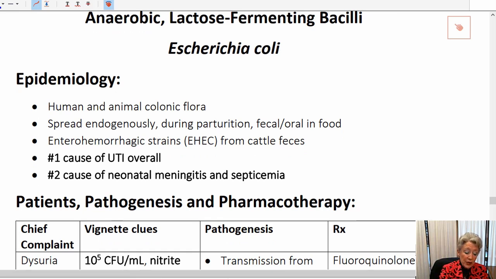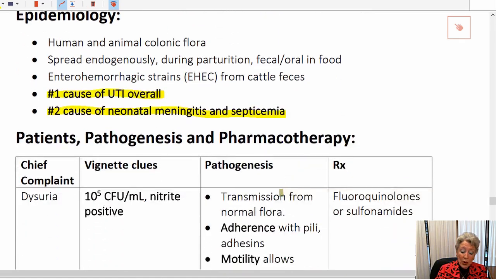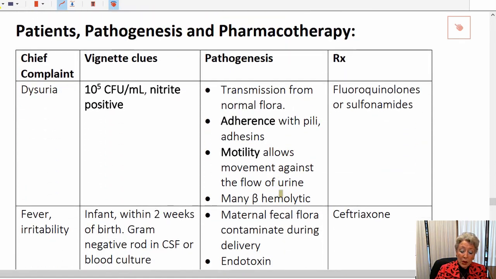Remember that this is the number one cause of UTI overall and the number two cause of neonatal meningitis and septicemia. So as we think about what we're looking for here, when we talk about E. coli UTI, the presenting complaint would be dysuria.